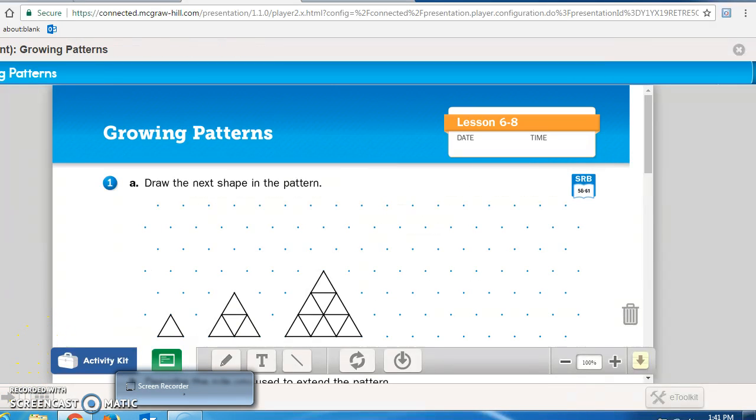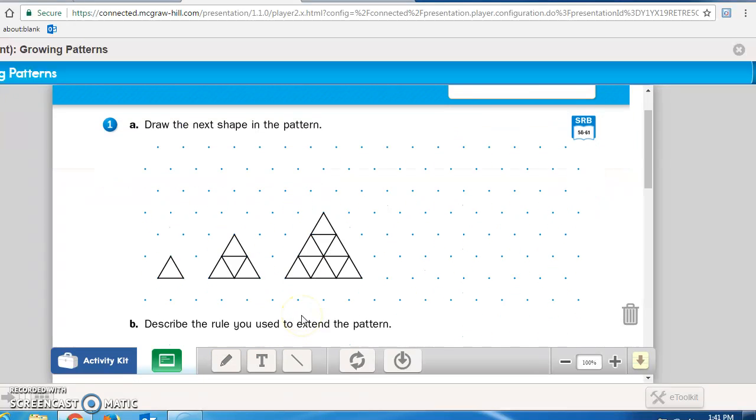Once I have checked Math Journal page 209 and 210 as an assessment check-in, I want you to do Math Journal page 211. It says, draw the next shape in the pattern. So it's showing you here one shape, and then it's showing you here how many other shapes it made. Find the pattern and finish that. I want you to be able to describe, though, the rule you use to extend the pattern so that it's correct.